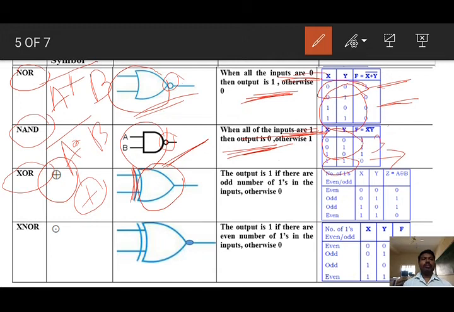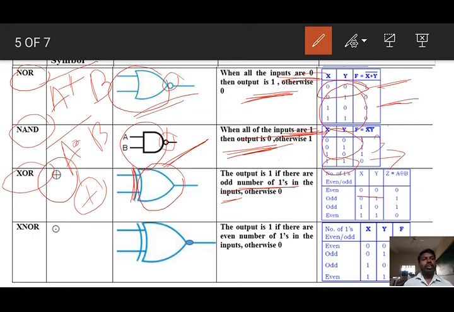My dear students, the output condition. The output is 1 if there are an odd number of ones in the inputs. We already studied this very clearly. First we have to count the number of ones in the input combination. If it is odd, then the output is 1, otherwise 0. This we discussed very clearly, so I am going to discuss the truth table without more explanation.